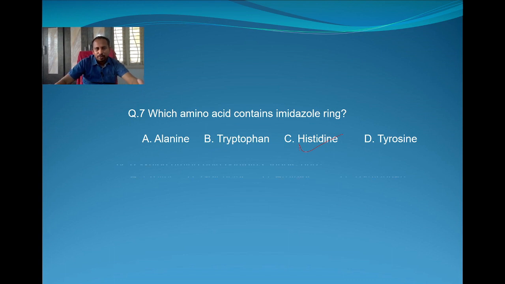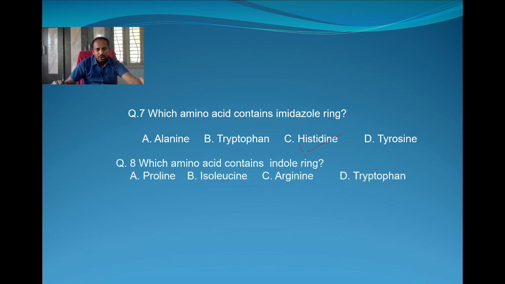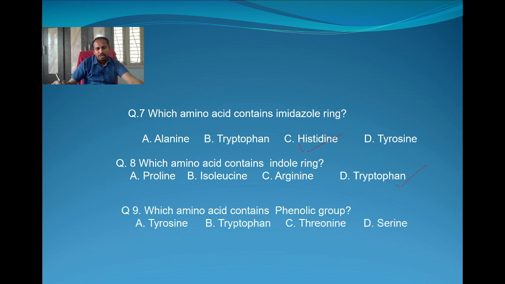Okay. Moving to the next question, which amino acid contains an indole ring? Try to answer. Tryptophan. Tryptophan contains the indole group. Next question, which amino acid contains a phenolic group? Phenolic group: CH2, benzene ring, then OH is there, that is tyrosine. Tyrosine is the answer.